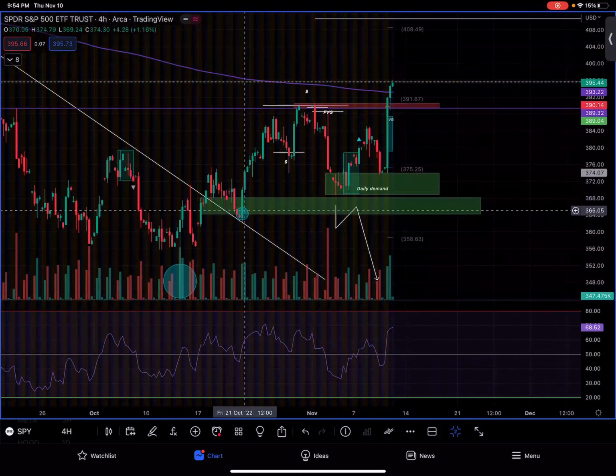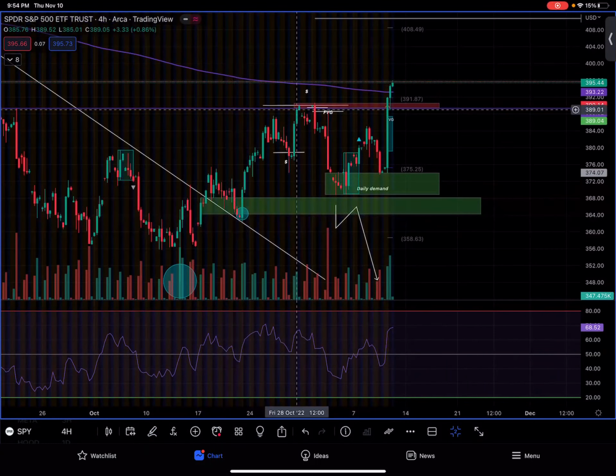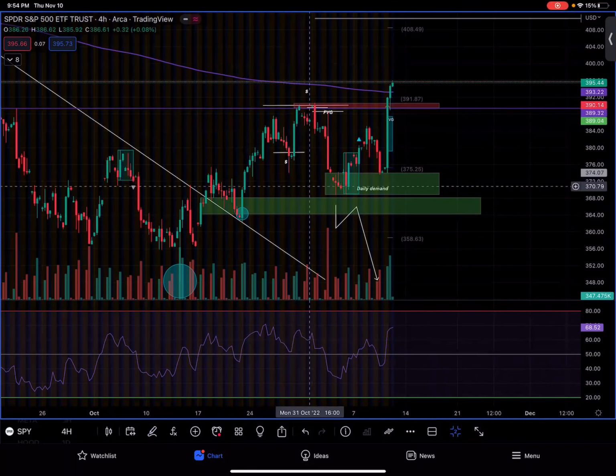We have step B, breaking structure or breaking the trend line. Now we're waiting for price to tap into our daily demand, which is our spinning top that we found.